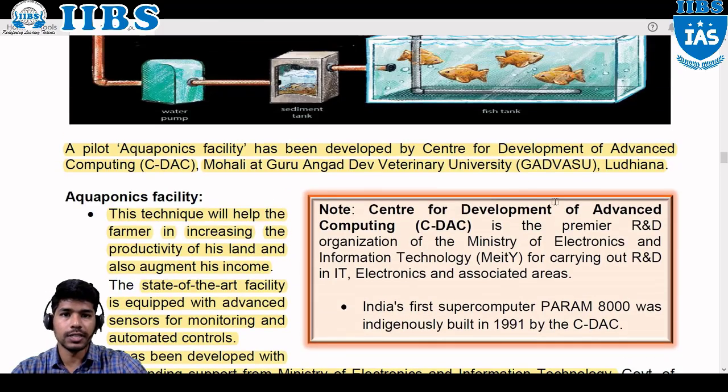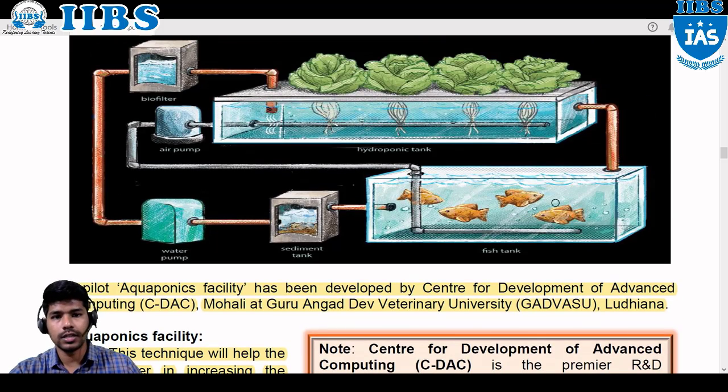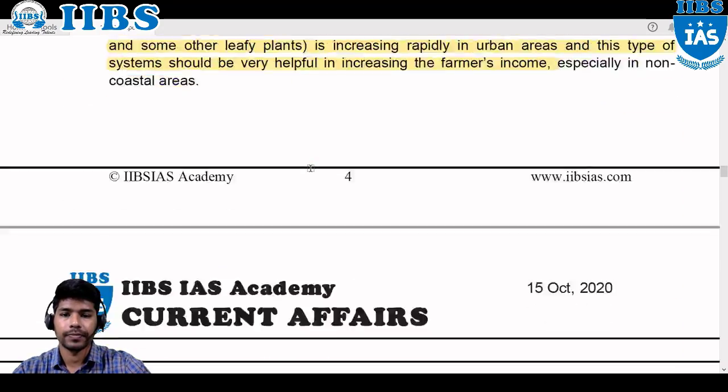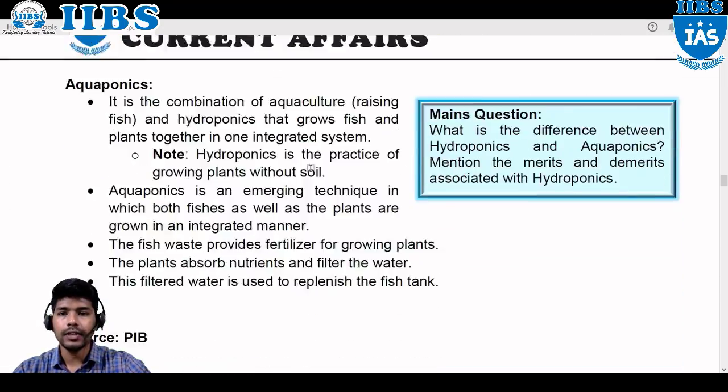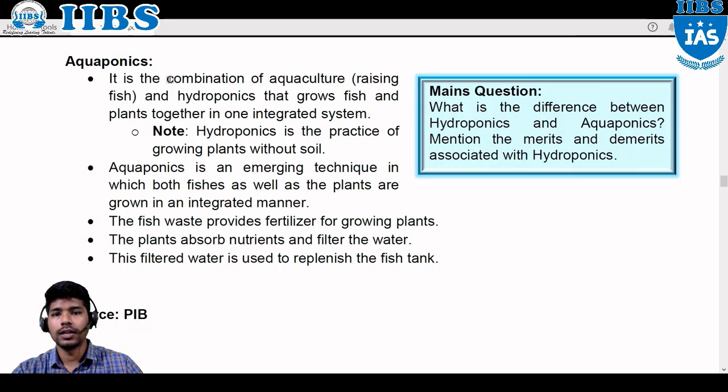As you can see in the image, this is how it is done. The hydroponic tank is connected to the fish tank, the sediment tank, water pump, air pump, and the biofilter. The entire system is the aquaponics facility. So what is aquaponics? It is a combination of aquaculture and hydroponics. So we will be raising fish along with vegetables.